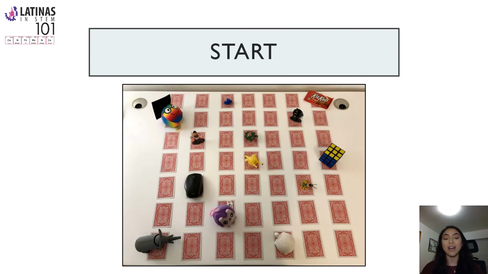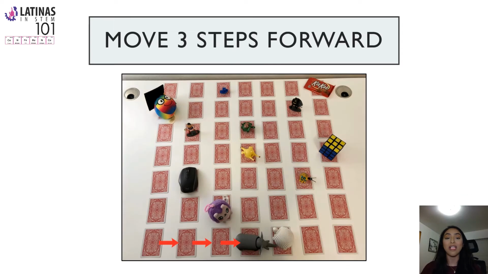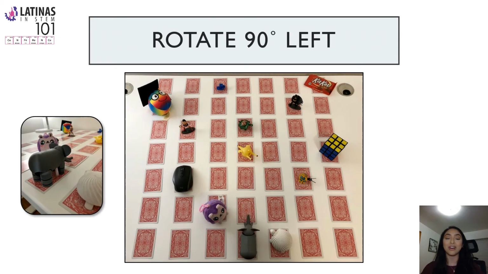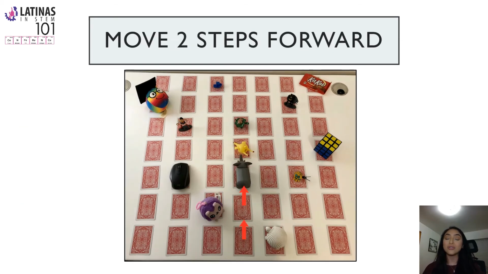Here we have our elephant, and there's two different paths that our elephant can take. So in this example, we're going to go ahead and tell our elephant to move 3 steps forward. So here we have our elephant that has moved 3 steps forward. However, it has reached an obstacle. So what's the next step? Yes, we have to tell our elephant to rotate 90 degrees left, and here we see a clear path ahead again. So we can go ahead and tell our elephant to move 2 steps forward.